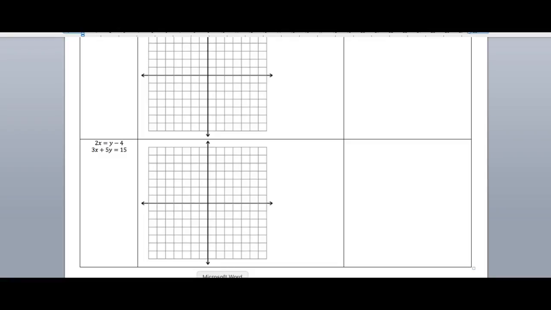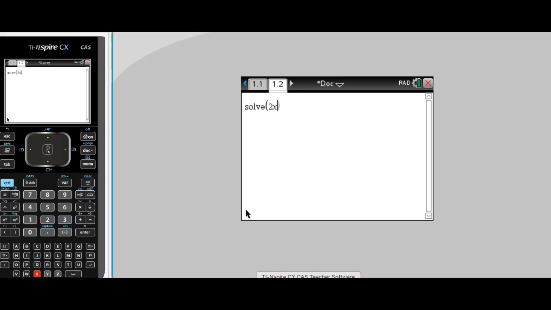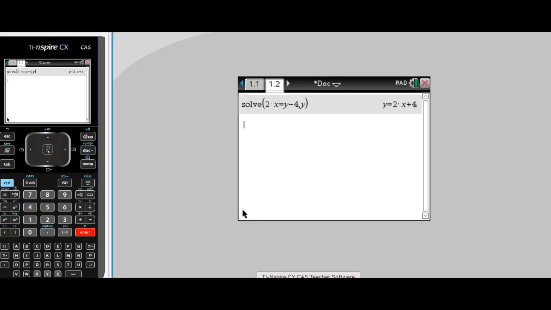You should have a copy of this sheet. 2x equals y minus 4. Now, I want it to be in the form y equals, so I'm going to do comma y, and then it comes up as 2x plus 4.